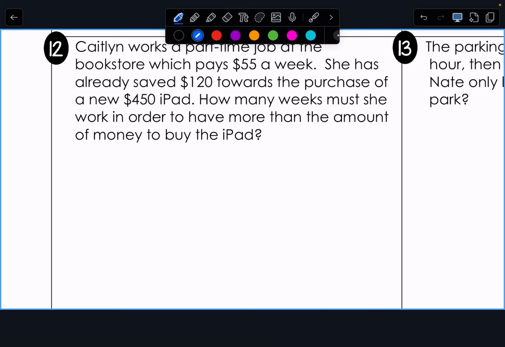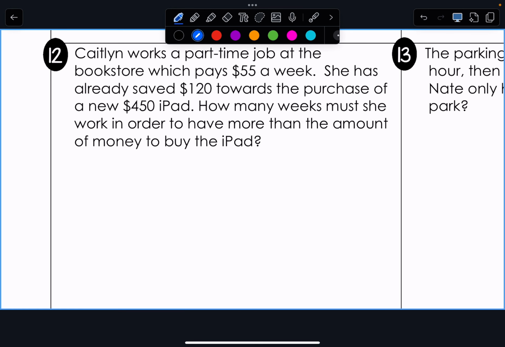All right. Caitlin works a part-time job, and it pays $55 a week. Caitlin has already saved $120 towards the purchase of a new iPad that costs $450. How many weeks must she work in order to have more than the amount of the iPad?